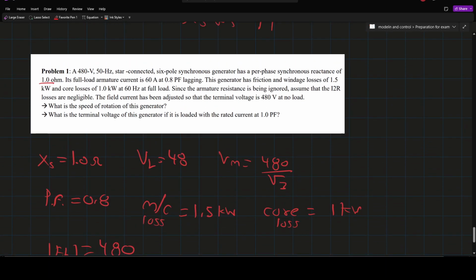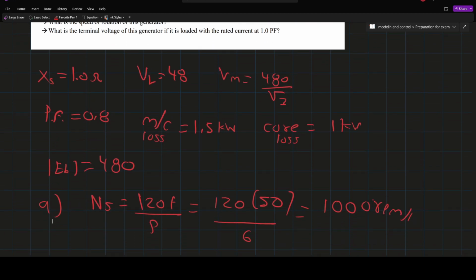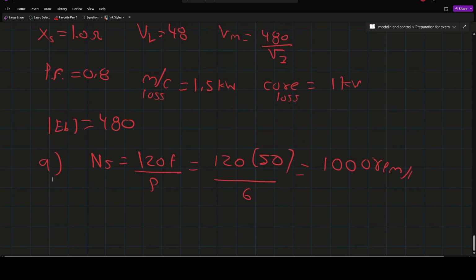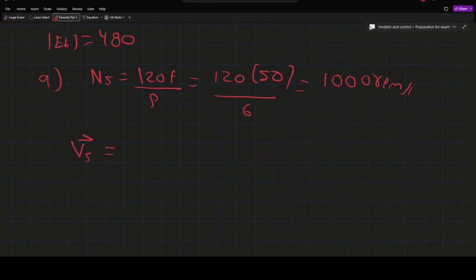What is the terminal voltage if this generator is loaded with a rated current at 1 power factor? Okay, so we know that EA is equal to jXS IS plus VS.